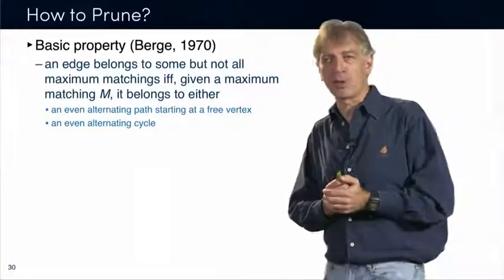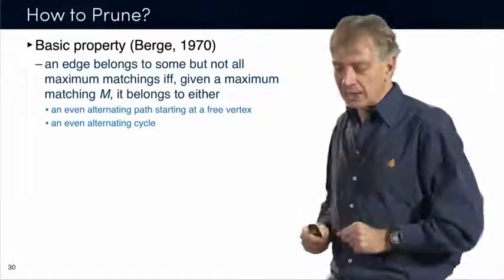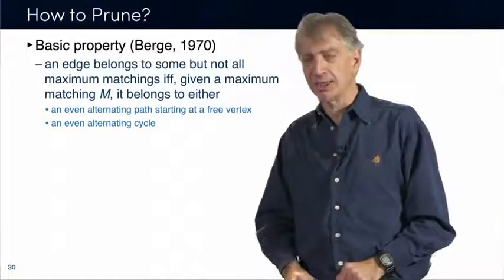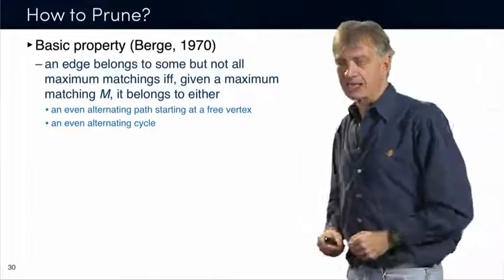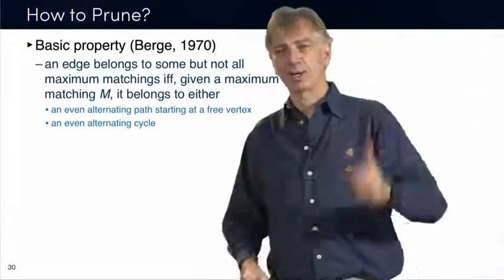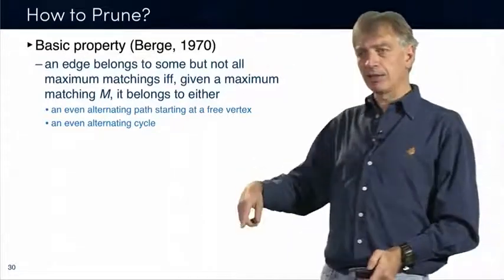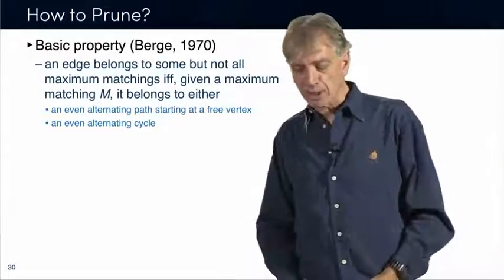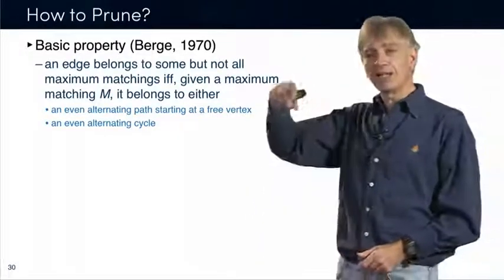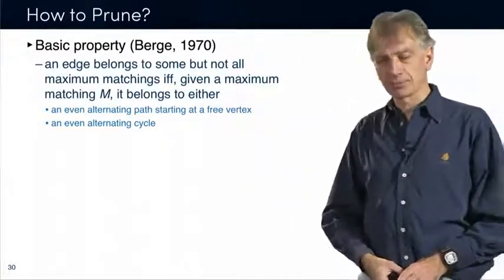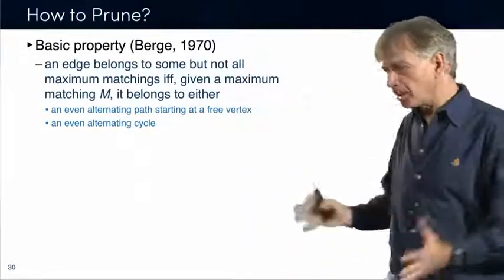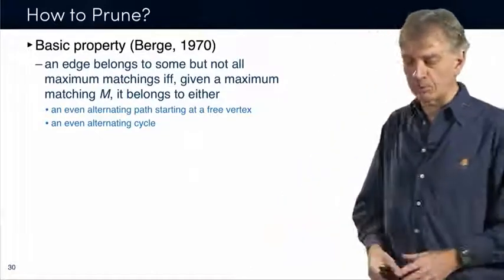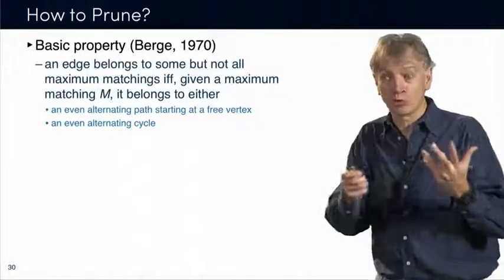Basically this property is saying that an edge belongs to some, but not all, matching if, given a maximum matching, it belongs to either of two things. An even alternating cycle, so that's a cycle which has an even length, or an even alternating path which starts at a free vertex. So it's crazy, right? This property is crazy. First, we are looking at some but not all the matchings, and then we have these two crazy properties. But why is it so relevant to us?